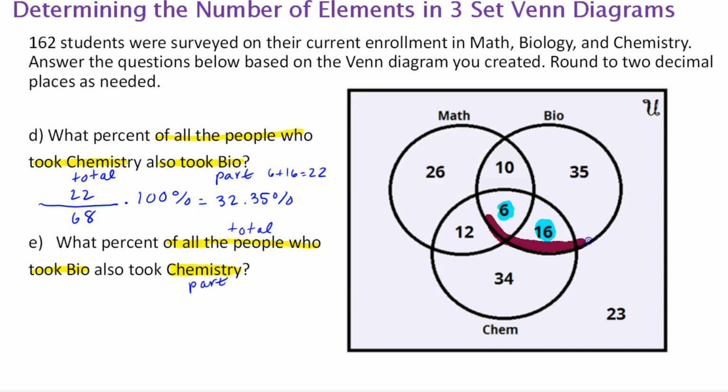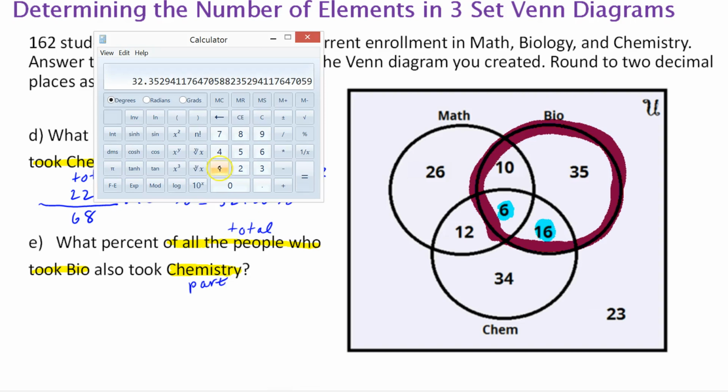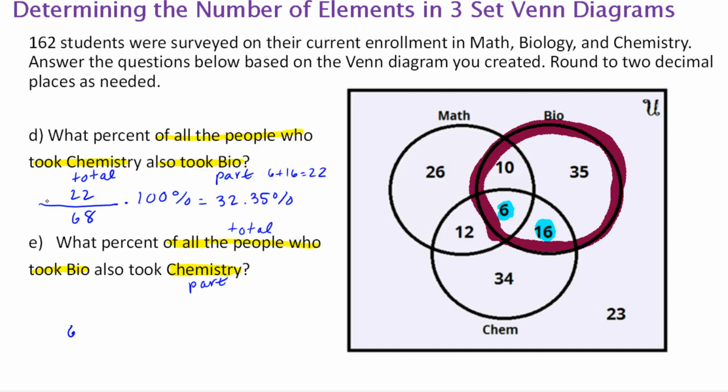Okay, so let's look at the bio circle. So the total in bio is 10 plus 35 plus 6 plus 16. So there's 67 in bio for a denominator. And then the part is the people in bio who took chemistry, which is still these two pieces. That's why I left it highlighted. And that's 6 plus 16 equals 22. So now we have 22 out of 67.